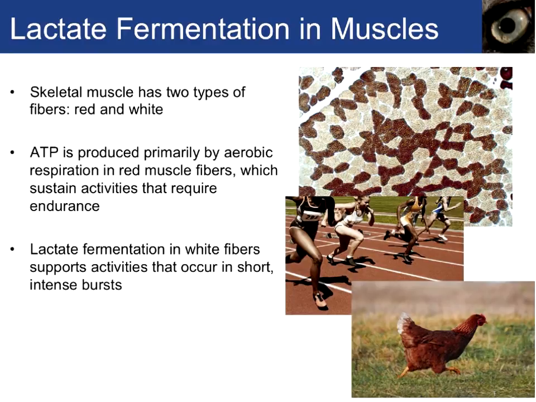for aerobic respiration. Lactate fermentation in white fibers supports activities that occur in short, intense bursts. So things like if you're going to go sprinting versus a marathon. This is the white meat, such as the turkey breast meat. And people are born with different proportions of white and red muscle fibers. And so this proportion can make people more suitable to sprinting versus long distance running. A lot of times, it doesn't matter how much you train to run a marathon, you're better off, or more suited, to run sprints and vice versa.